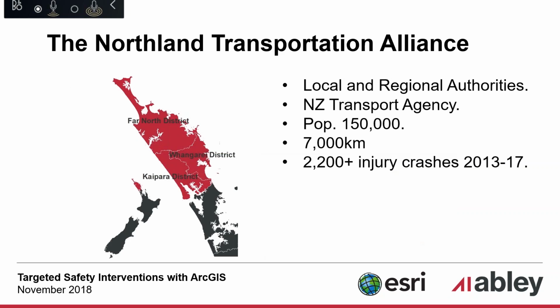So this project that we've conducted for the Northland Transportation Alliance, which is situated right at the northern tip of New Zealand, comprises three county areas: the Far North District, the Whangarei District, and the Kaipara District. The population there is around 150,000 people, and they collectively manage a road network of 7,000 kilometres. That's about 4,500 miles. And in the last 5 years, there's been around 2,200 injury crashes.